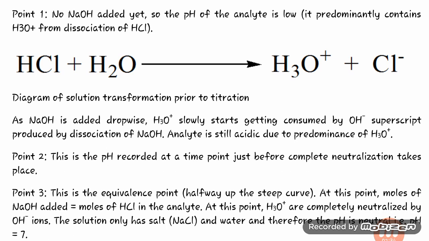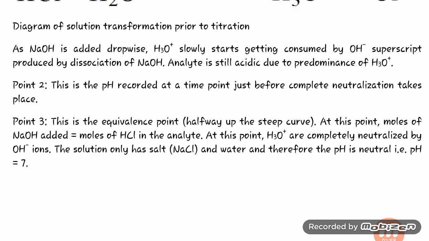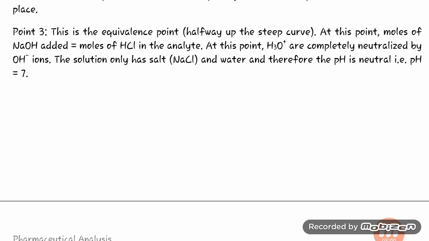Point 2: this is the pH recorded at a time point just before complete neutralization takes place. Third, this is the equivalence point. At this point, moles of NaOH added equal moles of HCl in the analyte. At this point, H3O+ is completely neutralized by the OH- ion. The solution only has salt and water, and therefore the pH is neutral, that is, pH is 7.